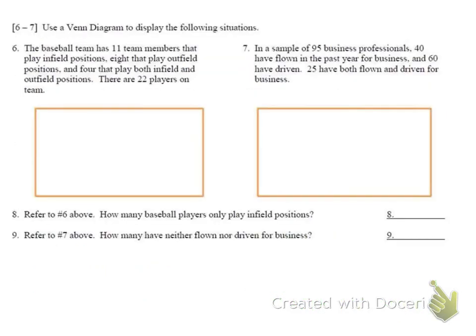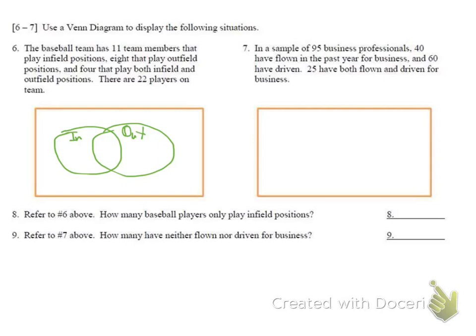Okay, now in number 6, we have a Venn diagram. We have a baseball team with infielders and outfielders. So we have our infield and our outfield. And we're given here that 11 team members play infield positions, 8 play outfield, and 4 play both.